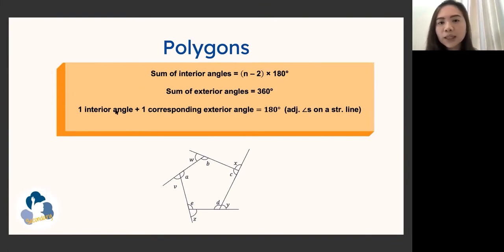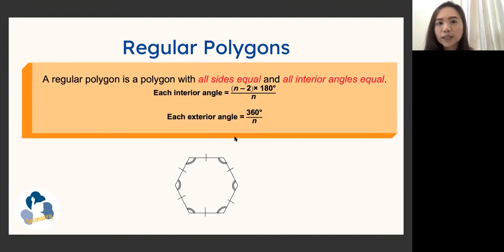The sum of the exterior angles is 360. Interior plus exterior, because they are angles on a straight line, add up to 180. So for example, C plus X, B plus W, A plus V, E plus Z, D plus Y, they fall on the same straight line, so they add up to 180. Regular means that all the sides and all the angles are equal, so all interior angles are equal.